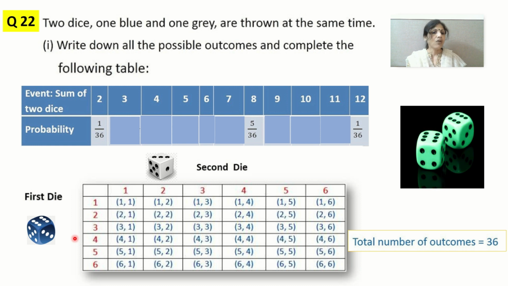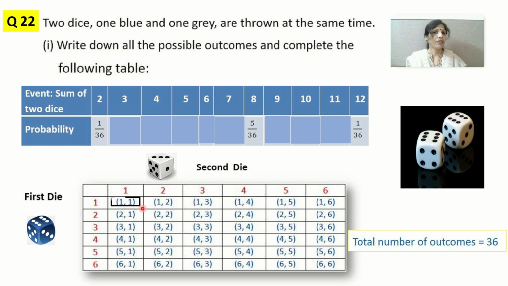Alright, now have a look at this table. First horizontal row, sum of the two dice is 2. Now if you look at the outcomes which we have written there, when you throw two dice together, the sum of the outcome which you get at the top of the dice is equal to 2. So this you can see is the first favorable outcome, 1, 1. If you add it, the addition is 2.